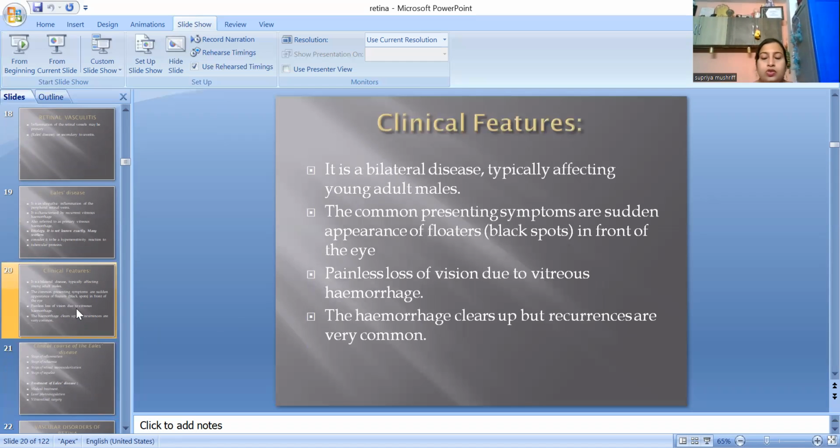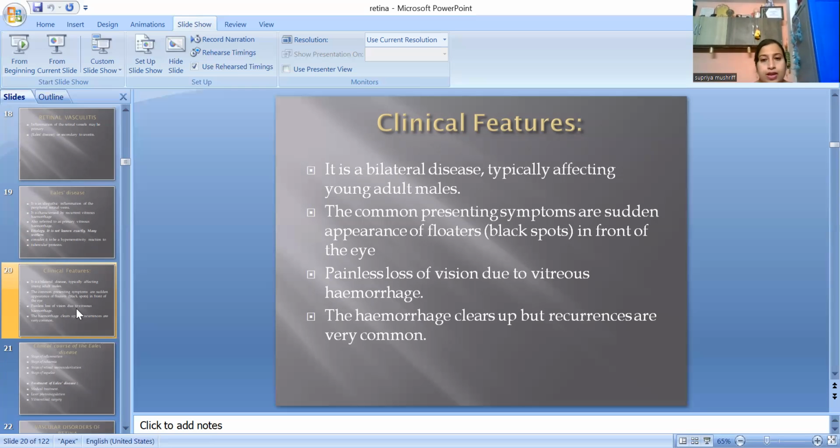Now, the clinical features of Eales disease: it is a bilateral disease which typically affects young adult males. It can affect females also and older patients, but most commonly it occurs in young adults and males. The common presenting symptom is sudden appearance of floaters, which means black spots in front of the eye.